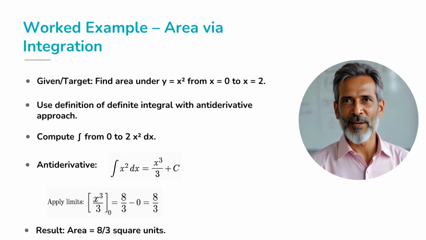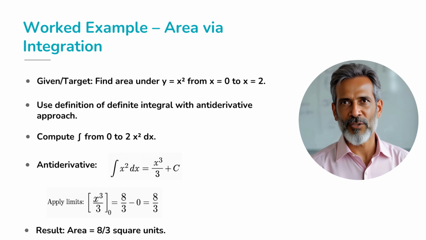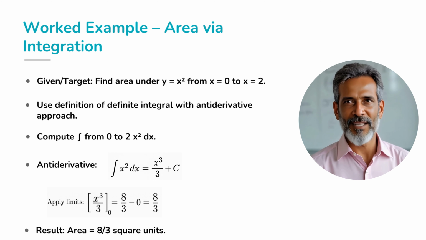Let's solve an example step by step. Question: find the area under y equals x squared from x equals 0 to x equals 2. Step 1. Write the integral from 0 to 2 of x squared dx. Step 2. Find the antiderivative. Integral of x squared dx equals x cubed by 3 plus c. Step 3. Apply the limits.